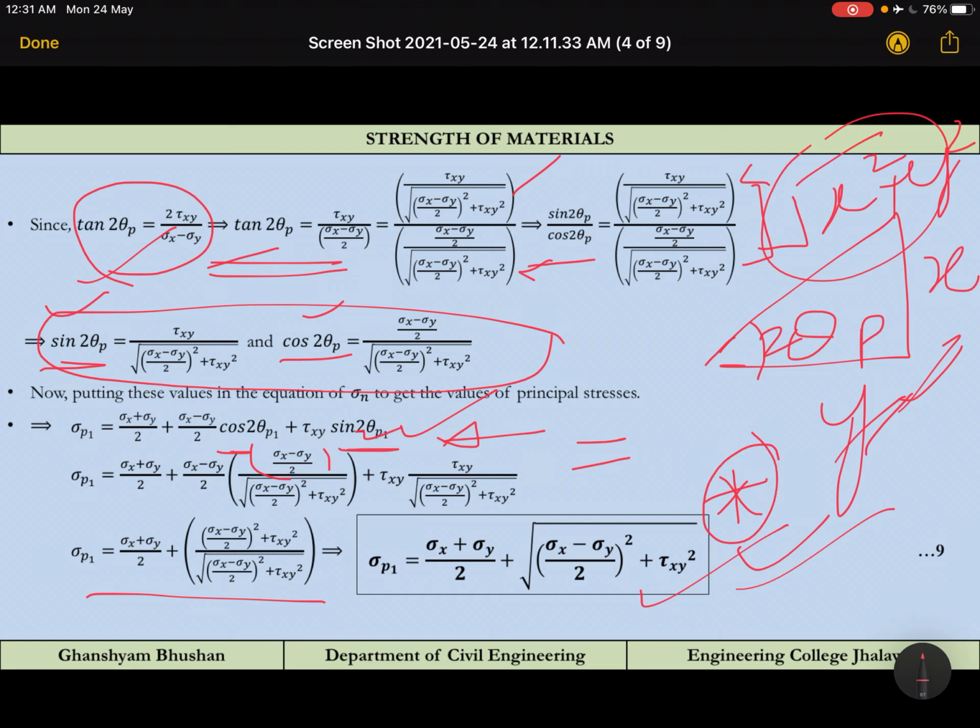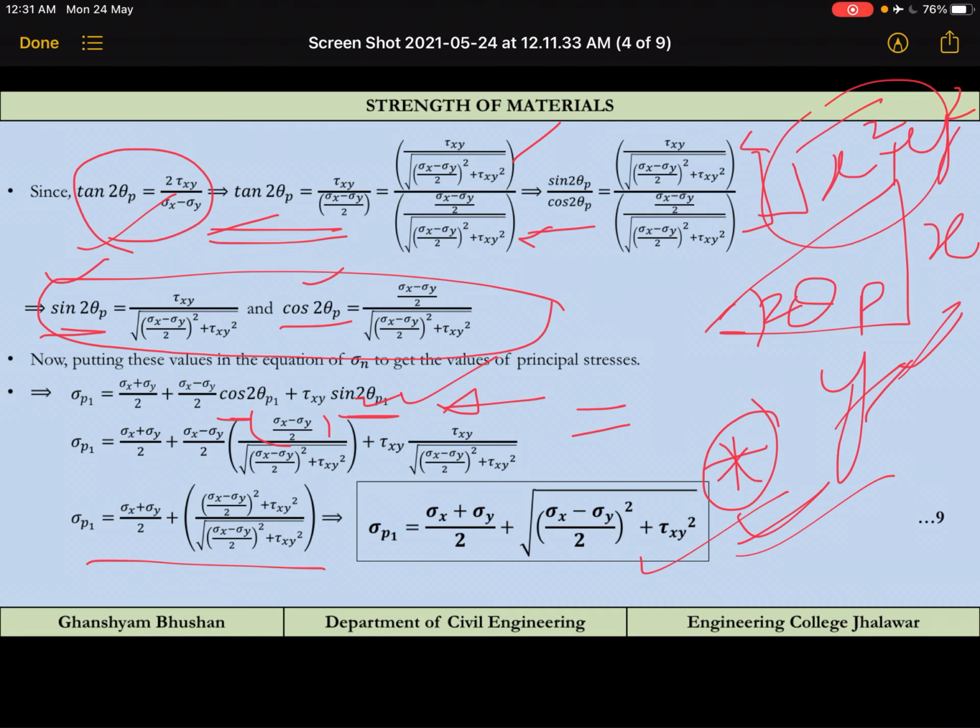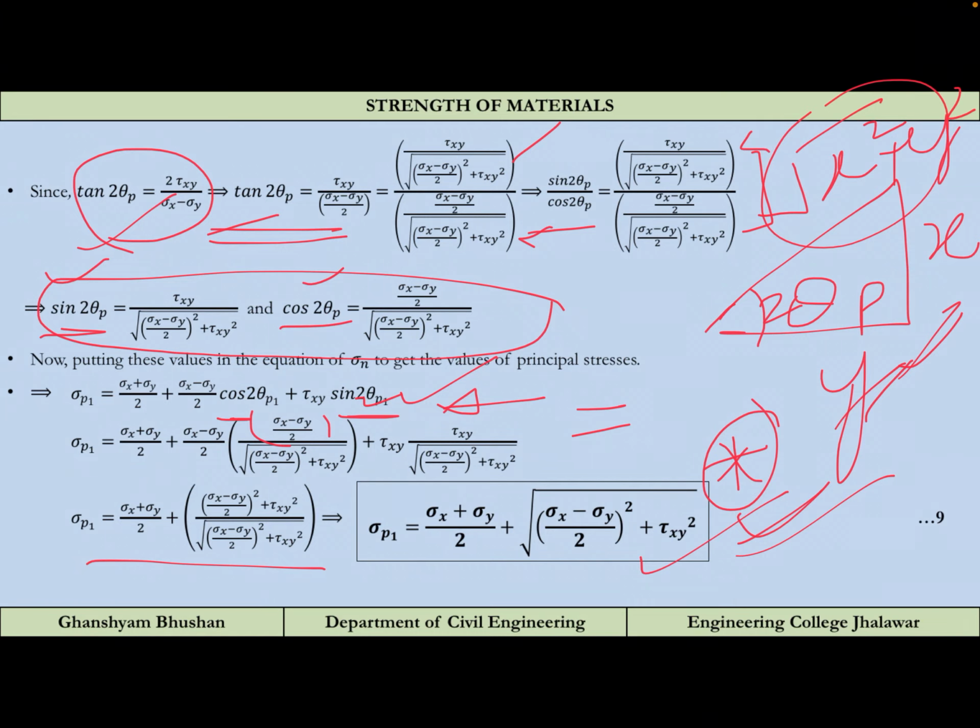For your exam perspective also, in GATE or any other examination, every year or every alternate year you will find a question from this formula. So this is one of the equations. Clear? Now we want to see what will be the equation for the other principal stress.